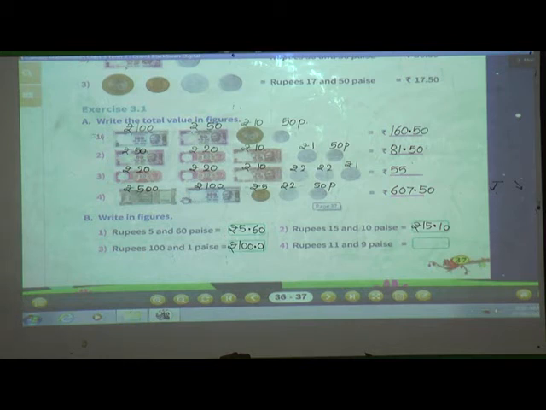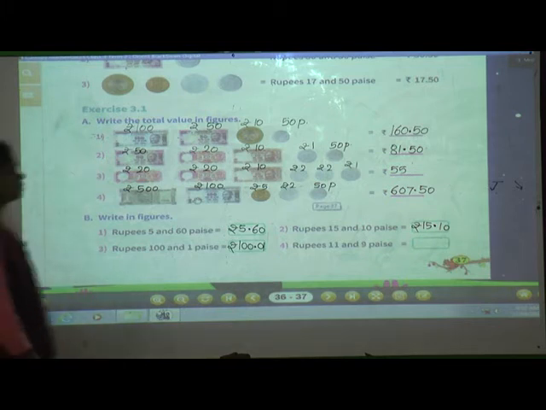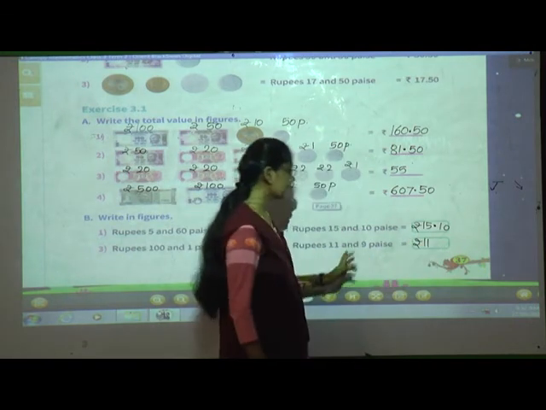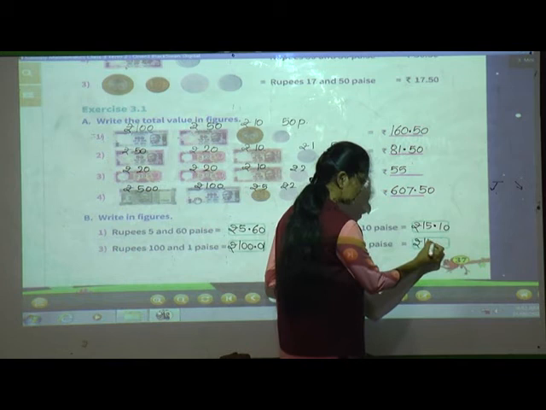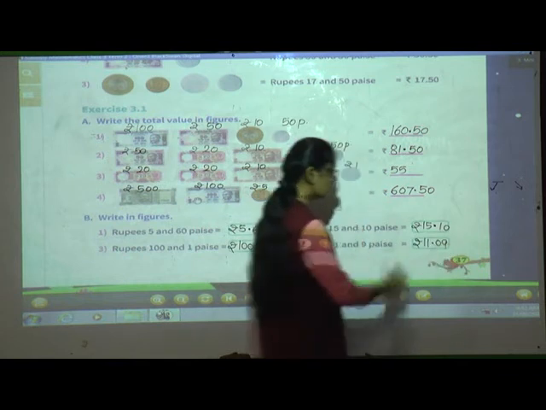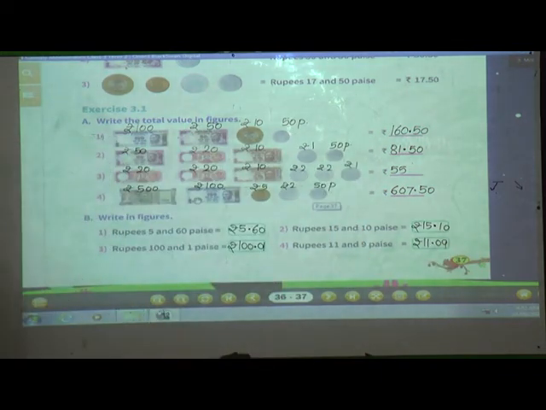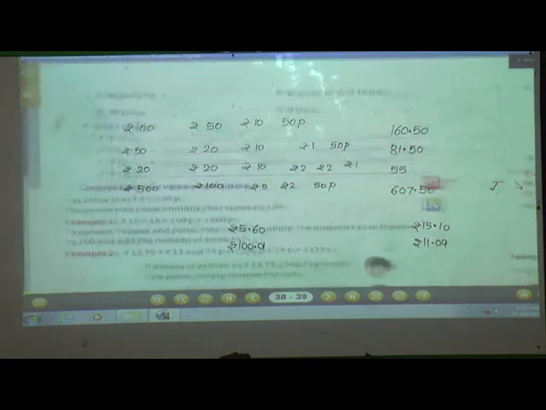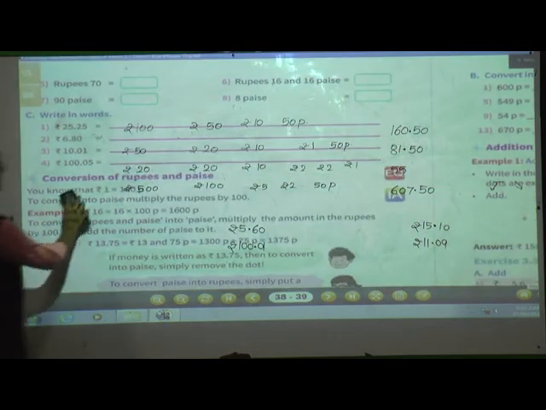Last one, fourth one, rupees 11 and 9 paise. See here, rupees 11. So first we will write rupees 11 and 9 paise. So here we will give a dot and 0, 9, meaning rupees 11.09. Okay. Now turn the page. See the fifth number.